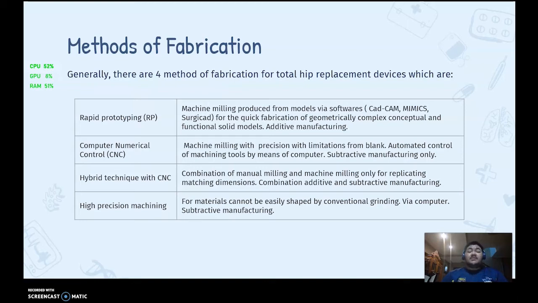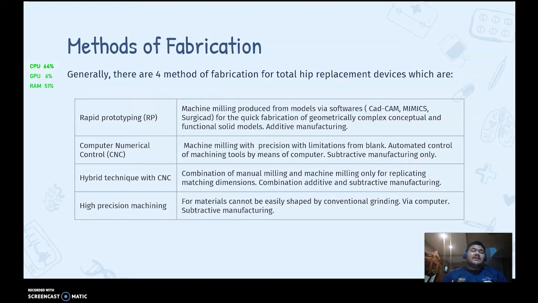The first method is rapid prototyping, or RP. As the name suggests, it is for a quick fabrication via machine milling using software such as CAD/CAM, Mimics, and SurgiCAD. This method makes geometrically complex, conceptual, and functional solid models. This method is considered an additive manufacturing.